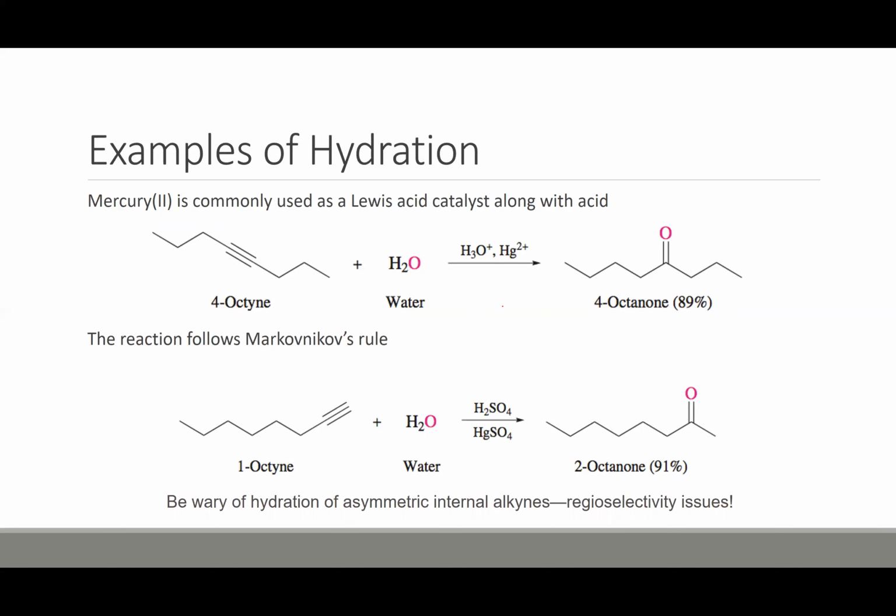We also can use mercury as a Lewis acid catalyst along with the acid and water to help this reaction occur. So sometimes you'll see mercury written here, or again, we can just use this strong acid, and here's our mercury form HgSO4 along with it. So again, you'll have some acid, and then oftentimes you'll see mercury along with water and your triple bond to make this hydration reaction occur.